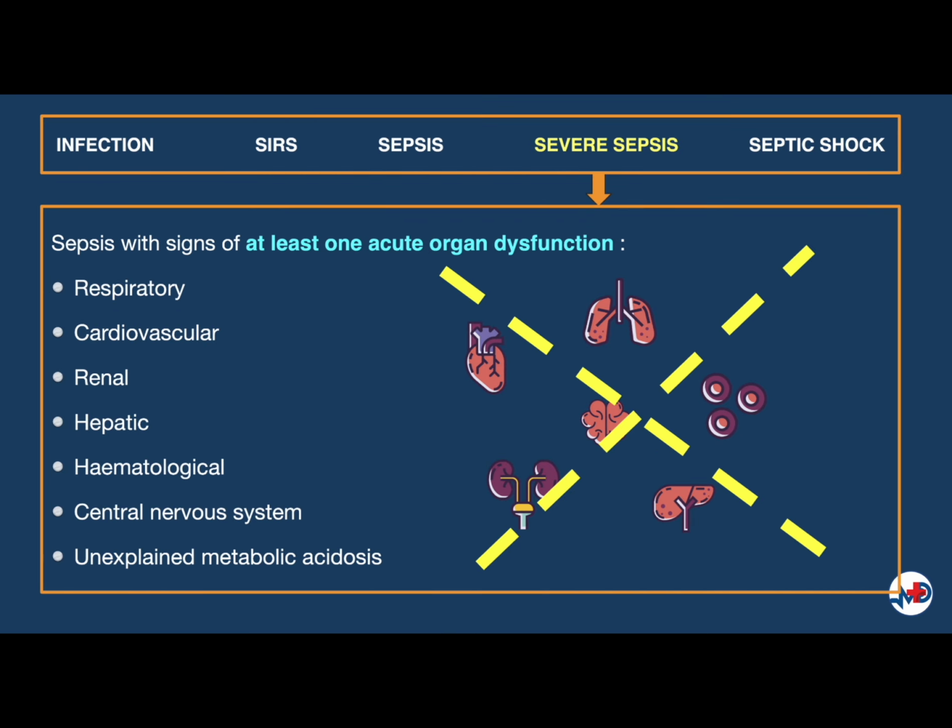Severe sepsis is, of course, the most severe form of the disease. At least one acute organ dysfunction is present, either respiratory, cardiovascular, renal, hepatic, hematological, central nervous system, or unexplained metabolic acidosis.